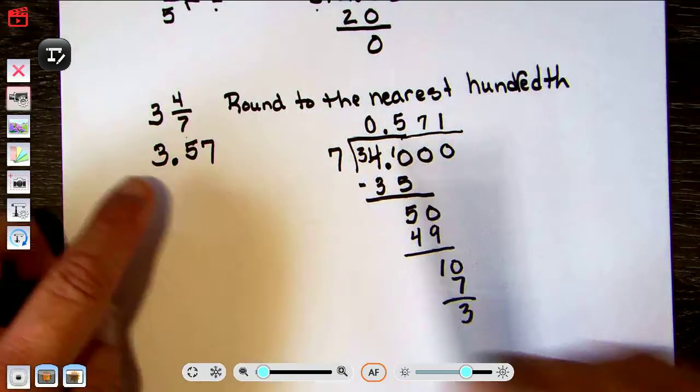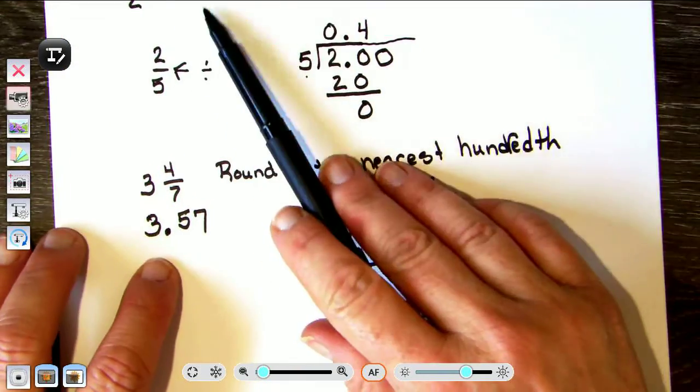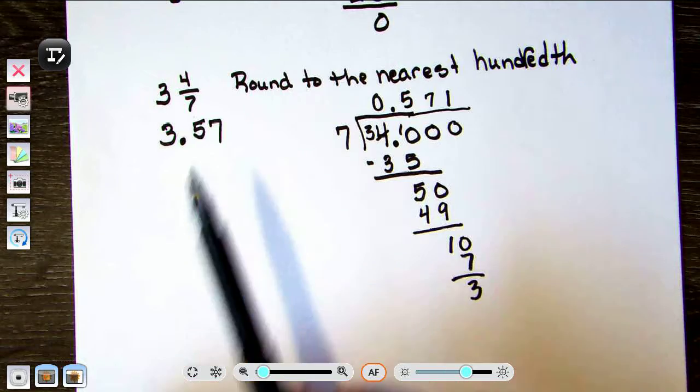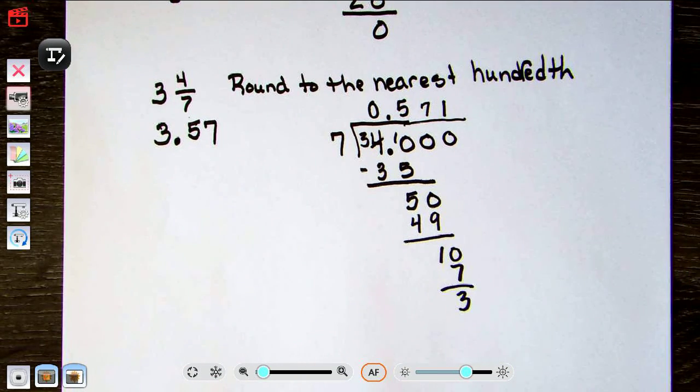Hopefully that helps. Again, longhand. You could have done these up here as well using the division. But again, to change a fraction into a decimal, we have to do some longhand division.